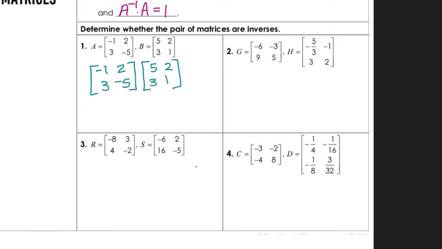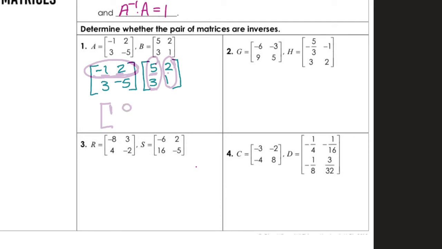Keep in mind, when you multiply them, we took the row from that first matrix and multiplied it to that column and added those together. So in other words, we said -1 times 5. Well, that's -5, isn't it? And then 2 times 3 is 6. So -5 plus 6 is a 1. And then we multiplied to the other column. So we have -1 times 2, so -2 plus 2. That's going to give us 0.